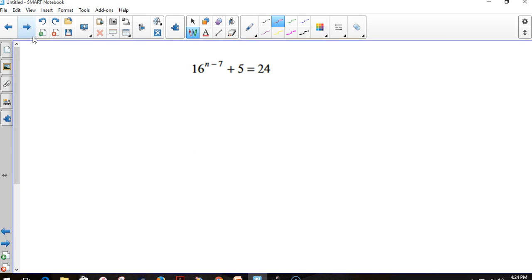If I have something that's not already in log form, I need to isolate the piece that has the exponent. So I'll subtract 5 from both sides. And I have 16 raised to the n minus 7 equal to 19. I'll look to see if I can rewrite the number that I'm left with on the right-hand side so that it matches the base. 19, there's no way to rewrite 16 raised to a power to give me a 19. So that means I need to rewrite this in log form.